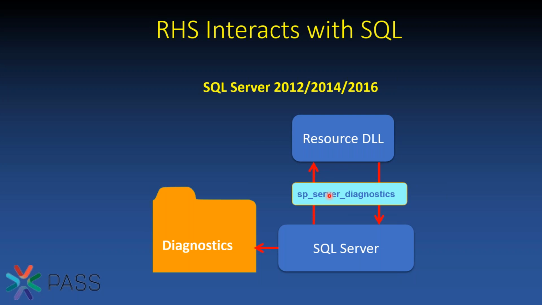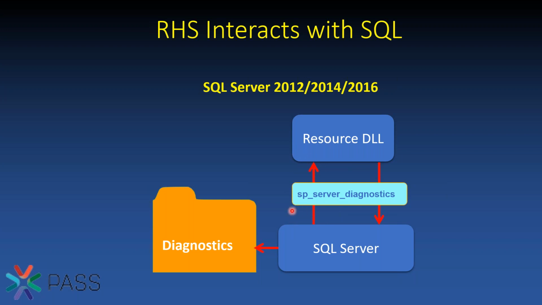We only make one stored proc. It's an internal stored procedure. You can call it yourself, and I'll demo that in a little bit. But basically, that stored proc returns the health of a bunch of different things. And if you call it with a parameter of 10, it never exits. It stays in an infinite while loop, and every 10 seconds it just spits data back to the resource DLL.